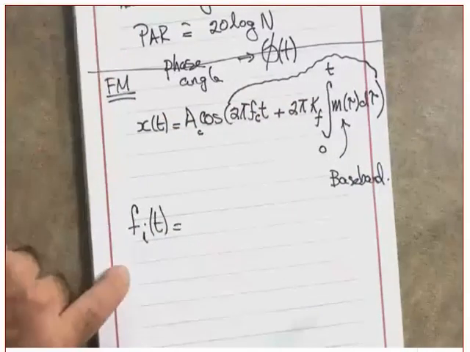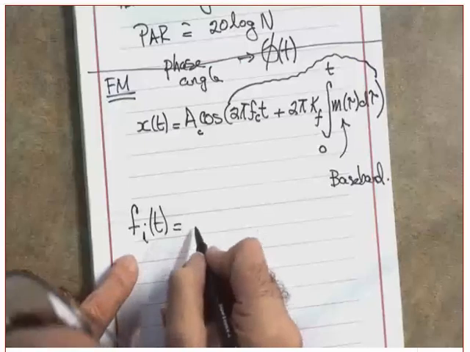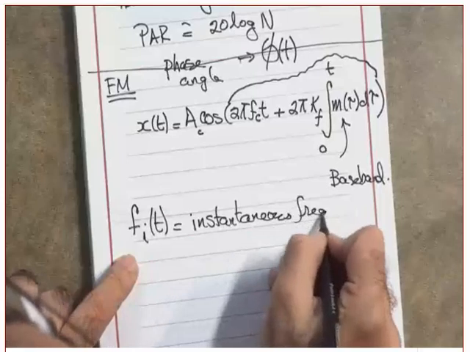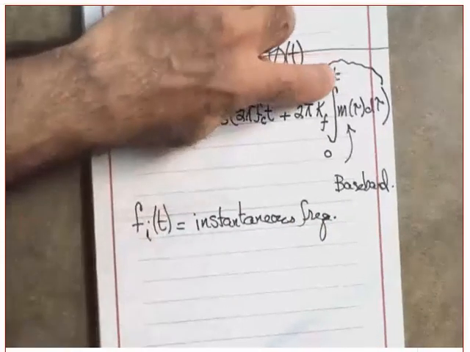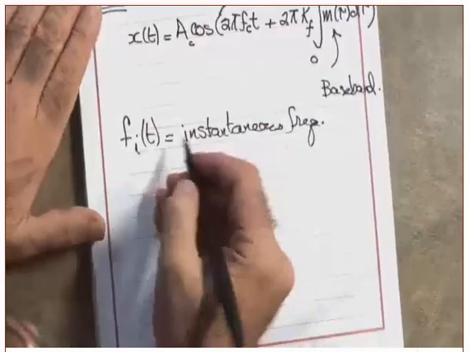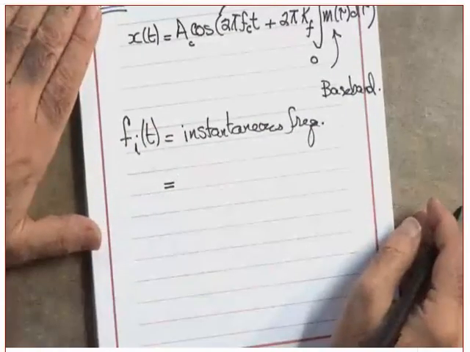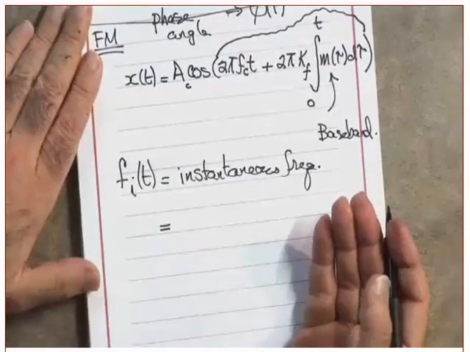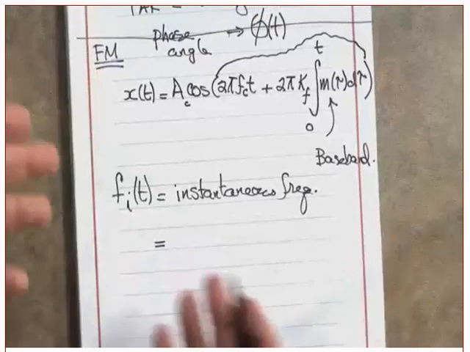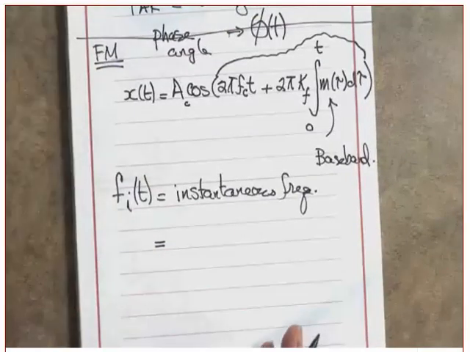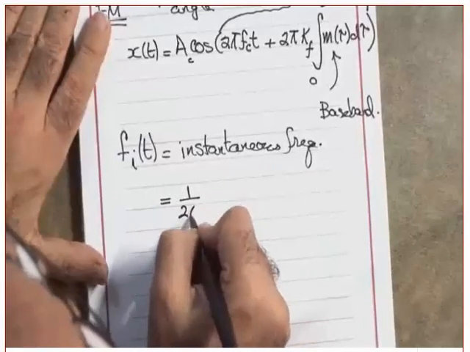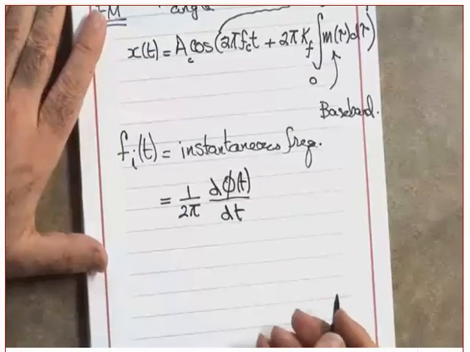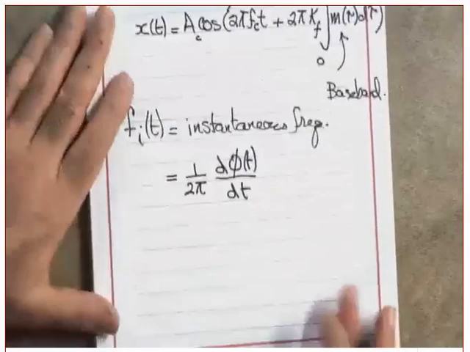f_i of t. First of all, what do I call this? Instantaneous frequency. Why is it a function of time? It is a function of time because it depends on the time here. Are you following me or not? What is it equal to? No, I want you to give me the definition first. How do you get the instantaneous frequency? Definition first, before you give me the answer. 1 over 2 pi times the derivative of the phase angle. Agree? Okay. And what is it equal to?